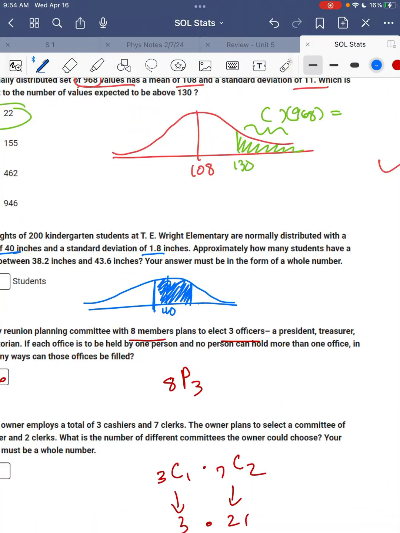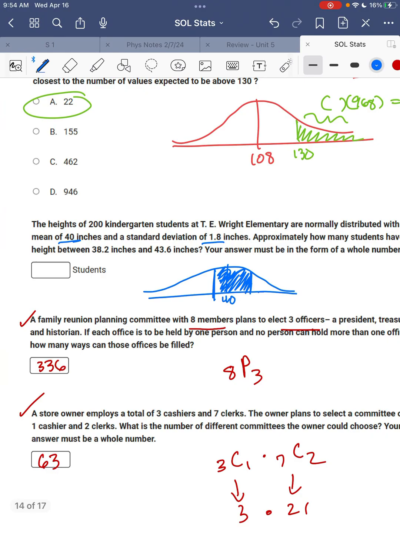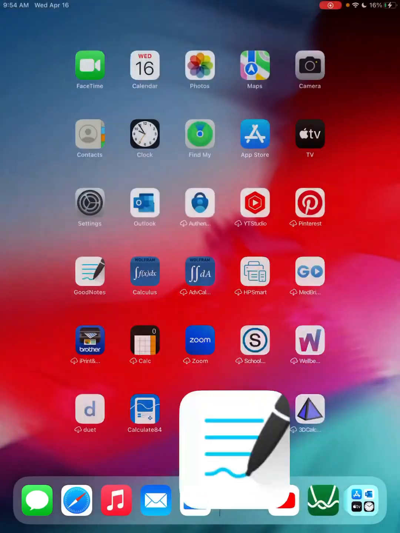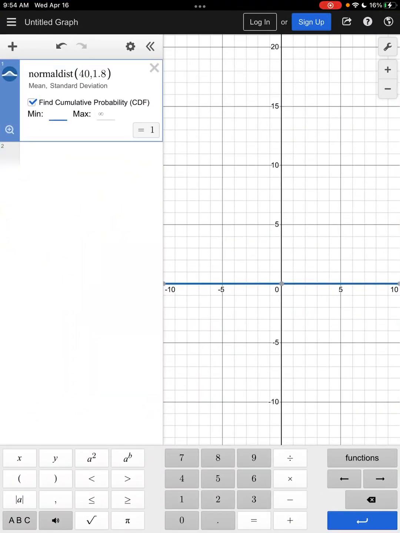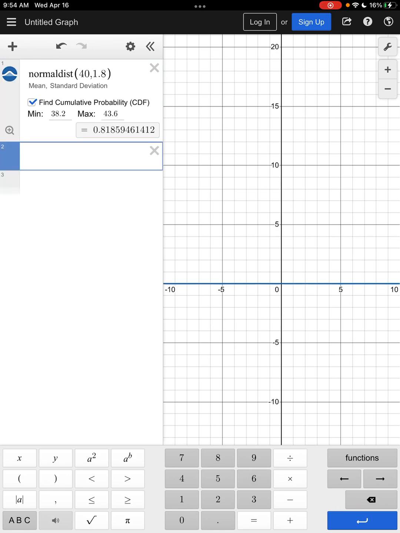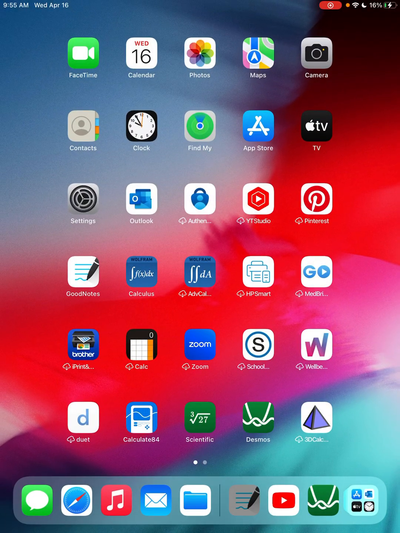I want 38.2 and 43.6. So 38.2 and 43.6. So there's my probability, 0.818. So on my next line, remember there's 200 kids. I'm going to multiply that by 0.819. So about 163 kids, 164.